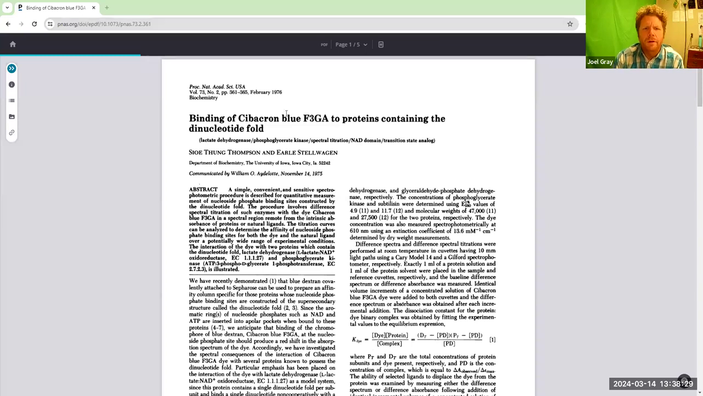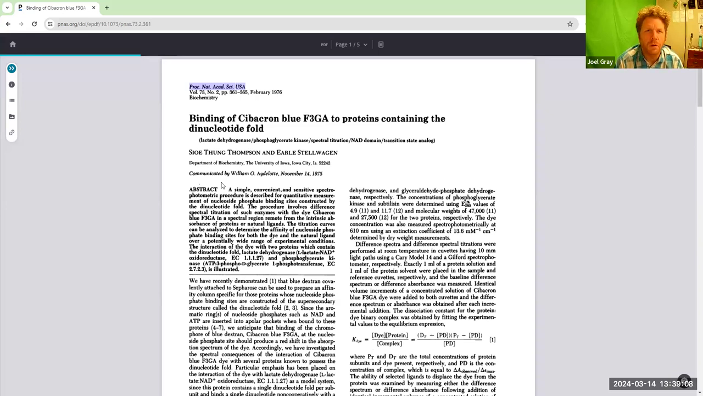So this paper right here is from 1976, and it was published in the Proceedings of the National Academy of Sciences, also known as PNAS. So this is a pretty high impact journal. I think it's two times a month that the National Academy of Sciences in the United States publishes articles, and these are the research articles. So this published in 76 is titled Binding of Cibacron Blue F3GA to Proteins Containing the Dinucleotide Fold.